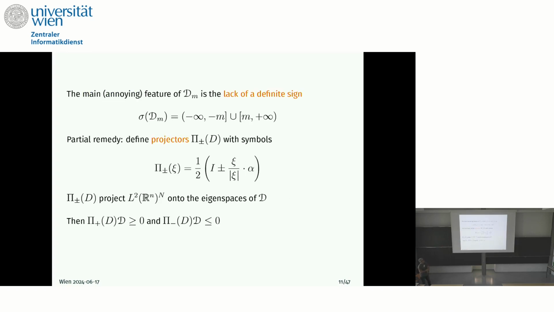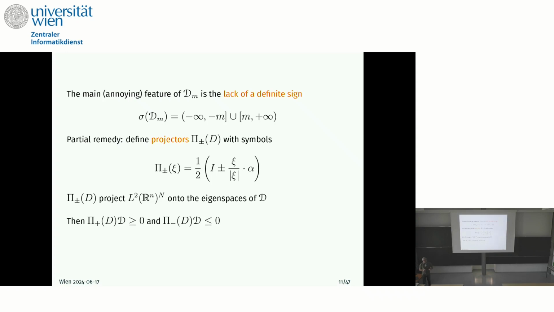Again on the spectrum, this is the main annoying feature of Dirac: there is no bound from below on the energy. Here we will consider only the massless case. In that case, the spectrum is the entire real line. And as you can imagine, this gives a lot of problems.